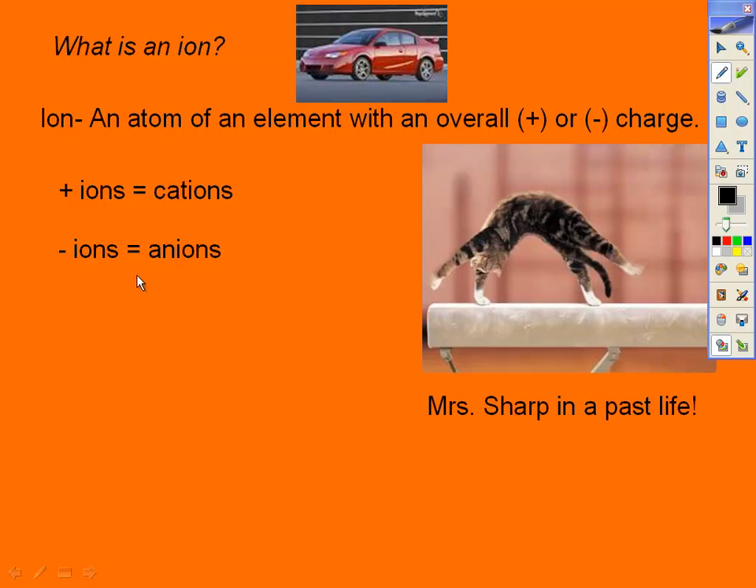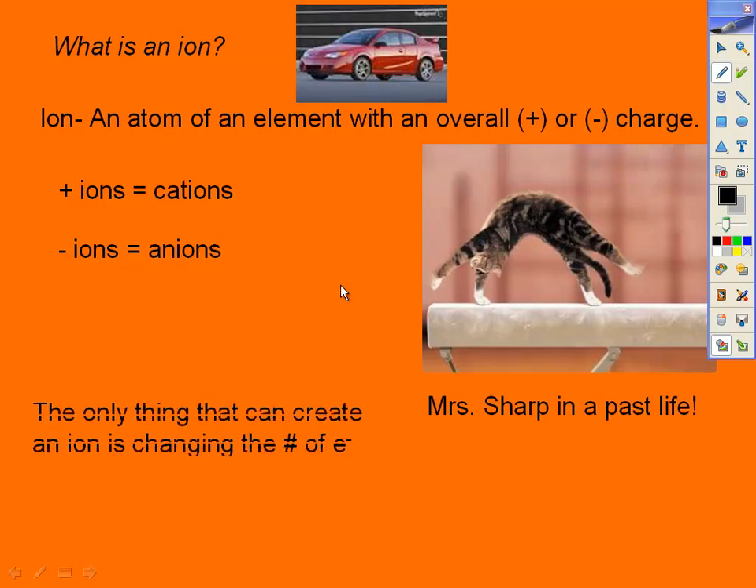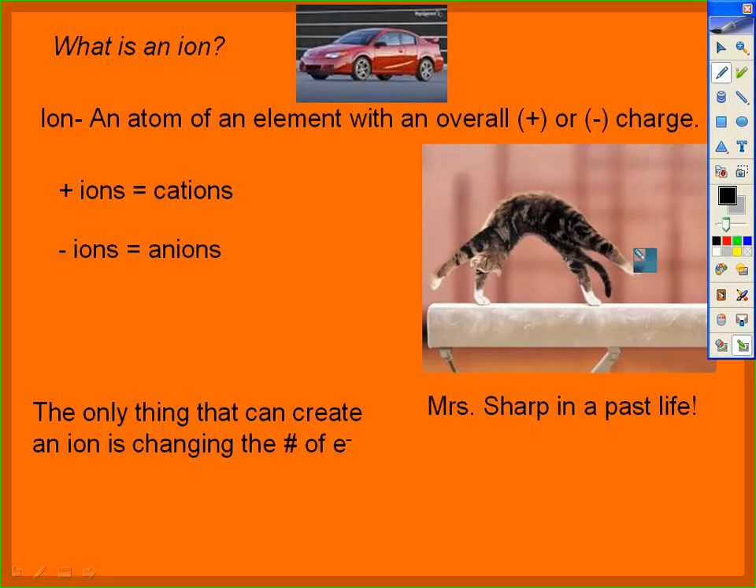Alright, and negative ions are called anions. So we have cations and anions. Cations being positive with the T looking like a plus sign, and anions being negative. The only thing that can create an ion, and this is so super important that I'm going to give it an extra star here. The only thing that can create an ion is changing the number of electrons.